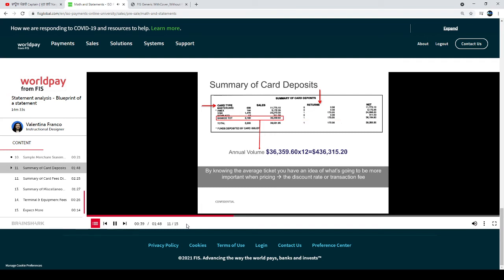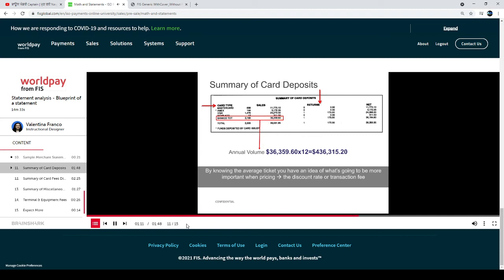In this section is where you will be able to find or calculate monthly and annual volume, the average ticket, and number of transactions. Let's calculate the average ticket. We find this by dividing the total Visa, MasterCard, and Discover monthly volume by the total Visa, MasterCard, and Discover transaction amount. So, that's $36,359.60 divided by $2,189, which equals $16.61. That is your average ticket.